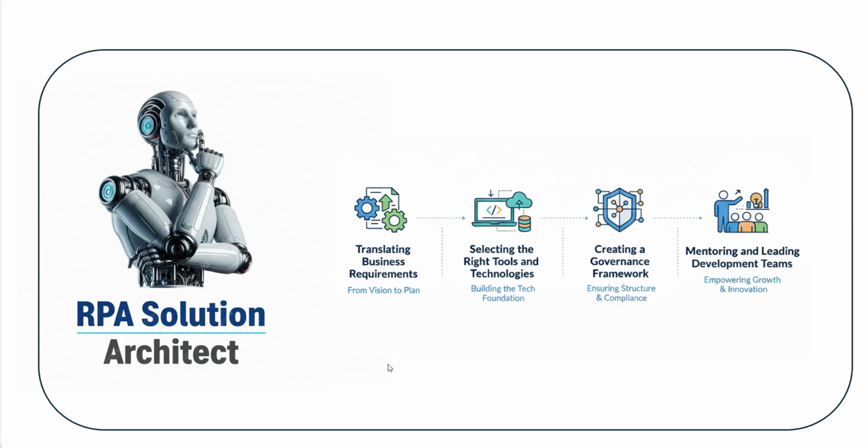This involves: 1. Translating business requirements into a feasible and scalable technical design. 2. Selecting the right tools and technologies for the job, weighing factors like cost, security, and integration. 3. Creating a governance framework to ensure automations are built consistently, securely, and in line with the enterprise standards. 4. Mentoring and leading development teams, providing guidance on best practices and solution design.